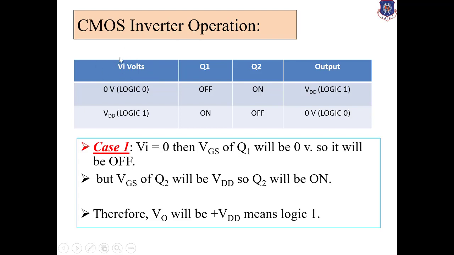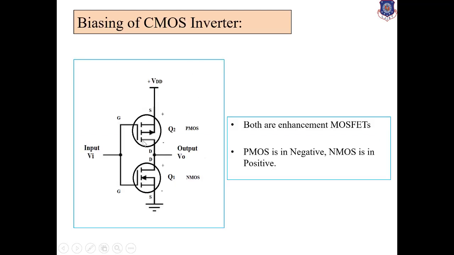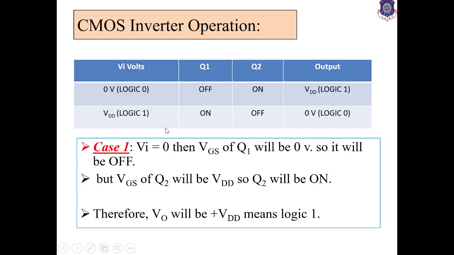We are applying the input voltage, and these are the two transistors denoted by the names Q1 and Q2. So let's discuss the input voltage, which may be 0 or 1. If we assume a square wave, we have only two inputs, 0 and 1. 0 means low voltage, and logic 1 means the highest voltage, that is plus VDD. So according to that, let us consider case 1.